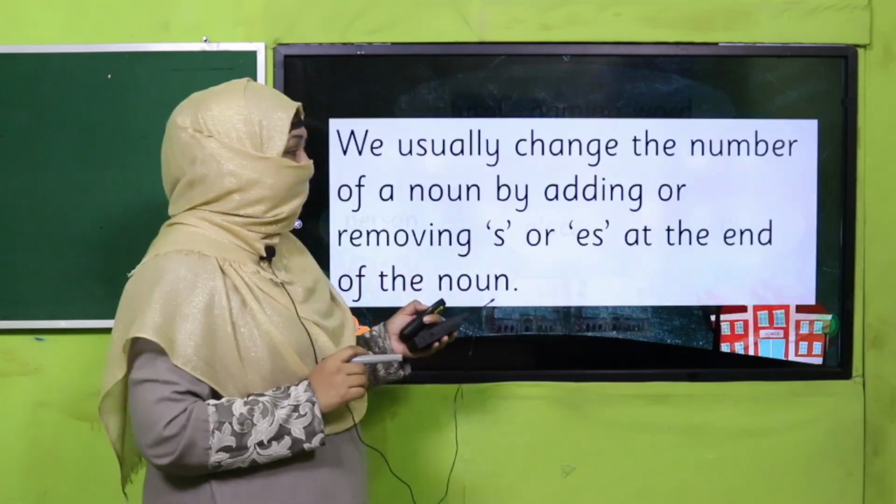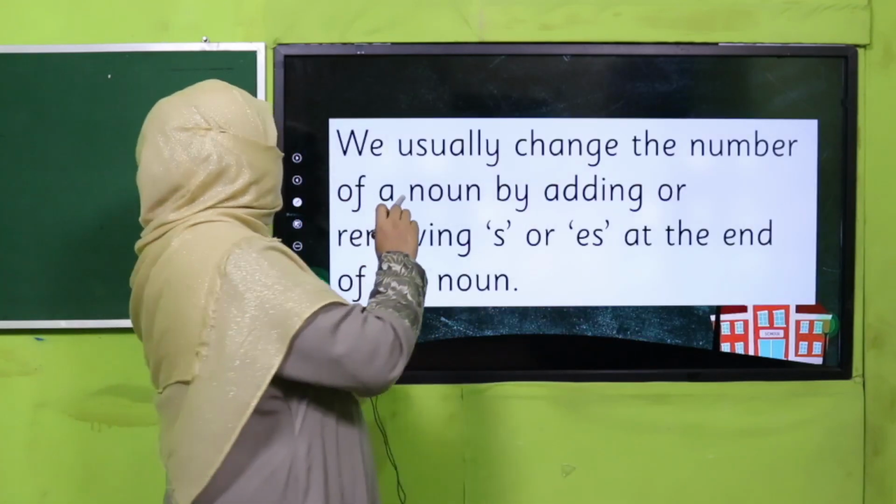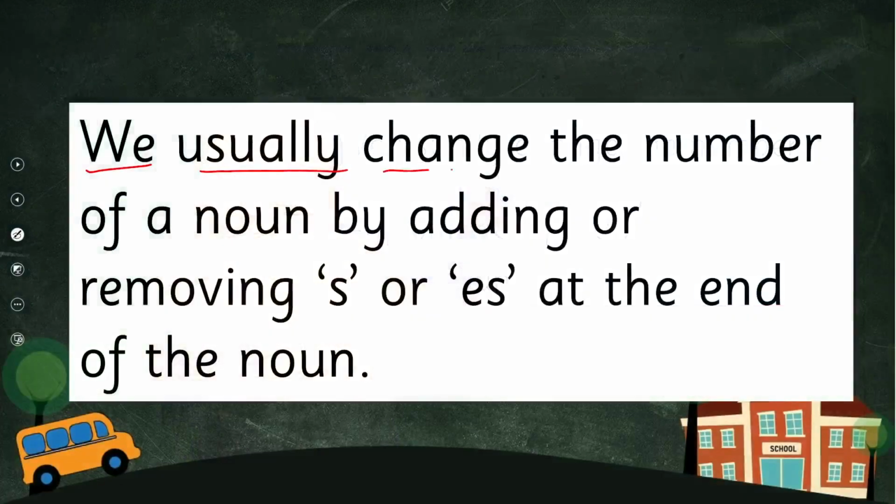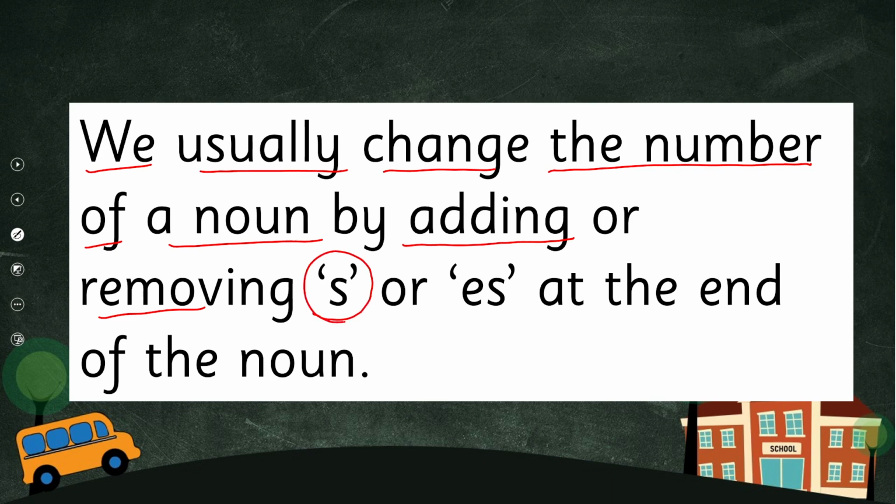We have learned the rules. Do you remember? The first thing, we usually change the number of a noun by adding or removing s or es. Remember? So if we want to make a noun from singular to plural, we add s, and if we want to make a plural into singular, we remove that s. And also es at the end of a noun. How do we do it?